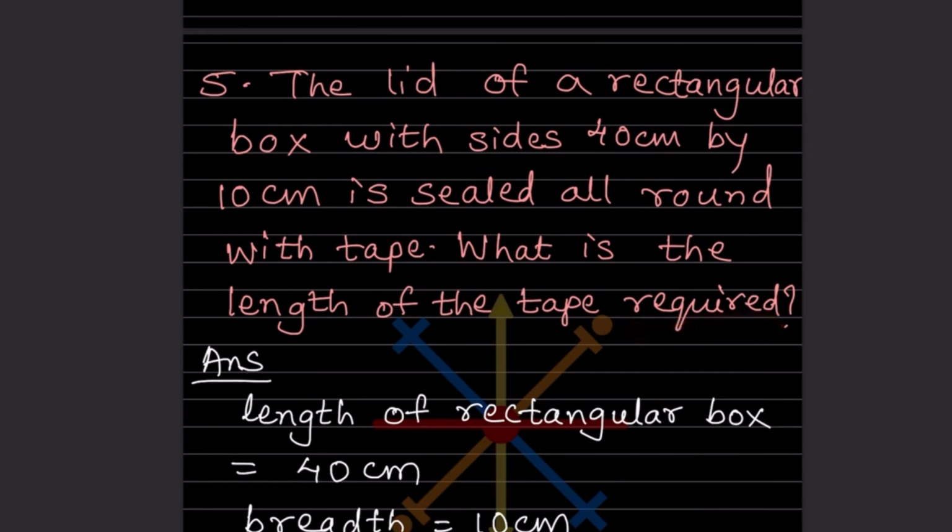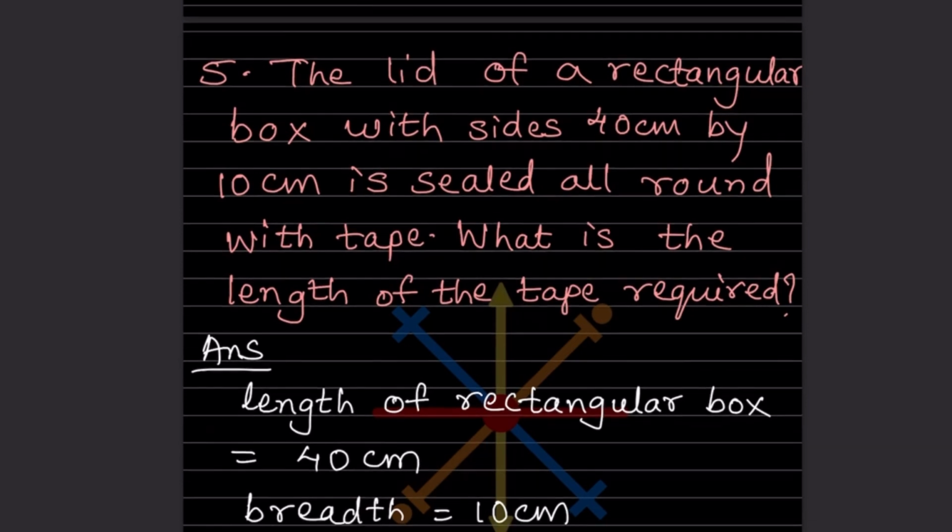Length of this rectangular box is given as, when they say 40 centimeter by 10 centimeter means the length is 40, whichever is big, that is the length, and the breadth is 10. So this is the length of the rectangular box, 40 centimeter, and the breadth is 10 centimeter. Again I said we can also say breadth is nothing but the width. In some places they also write width, so you don't have to be confused over here.